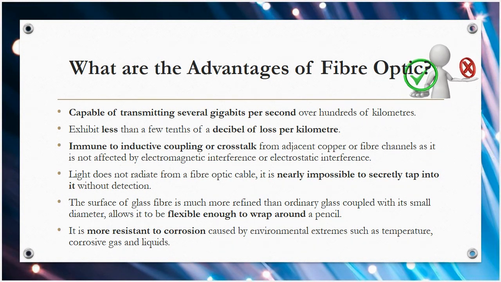What are the advantages of fiber optic? Capable of transmitting several gigabits per second over hundreds of kilometers. Exhibits less than a few tenths of a decibel of loss per kilometer. Immune to inductive coupling or crosstalk from adjacent copper or fiber channels, as it is not affected by electromagnetic interference or electrostatic interference. Light does not radiate from a fiber optic cable. It is nearly impossible to secretly tap into it without detection.